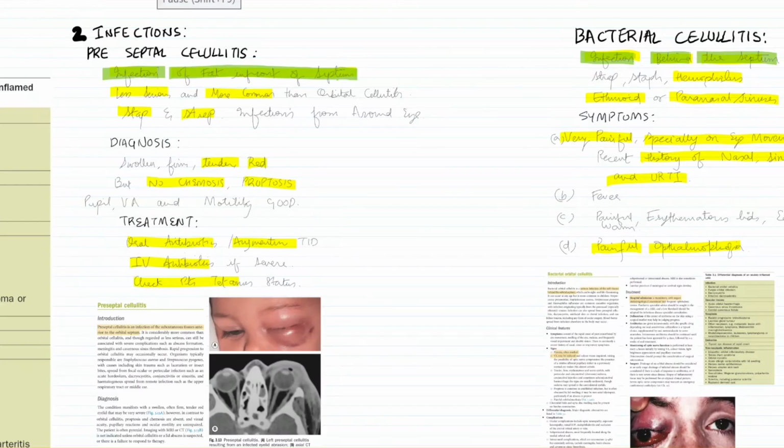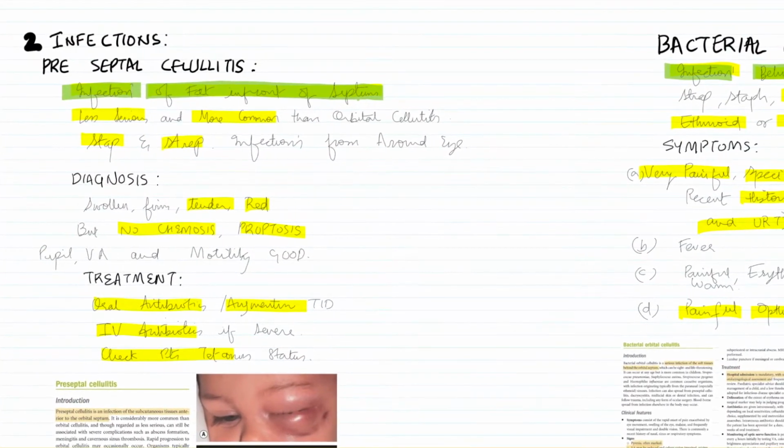So hi guys, let's start with orbital infections. Infections that can happen in the orbit, we need to begin with preseptal cellulitis. As you know, there is something known as the orbital septum. The orbital septum is somewhere here.